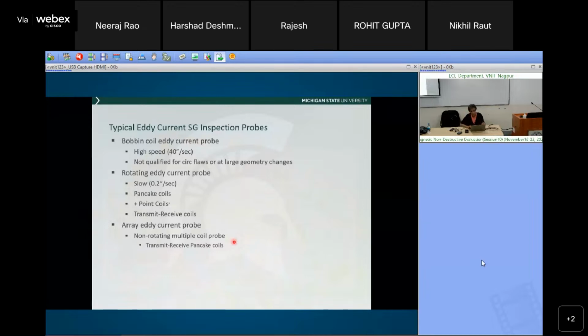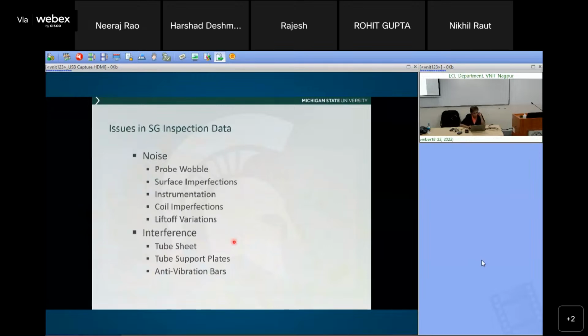So these are the commercial probe systems that are used in the inspection of steam generator tubes. Okay. So what are the issues in the inspection data? There's noise due to probe wobble. The probe can vibrate when it is going there.